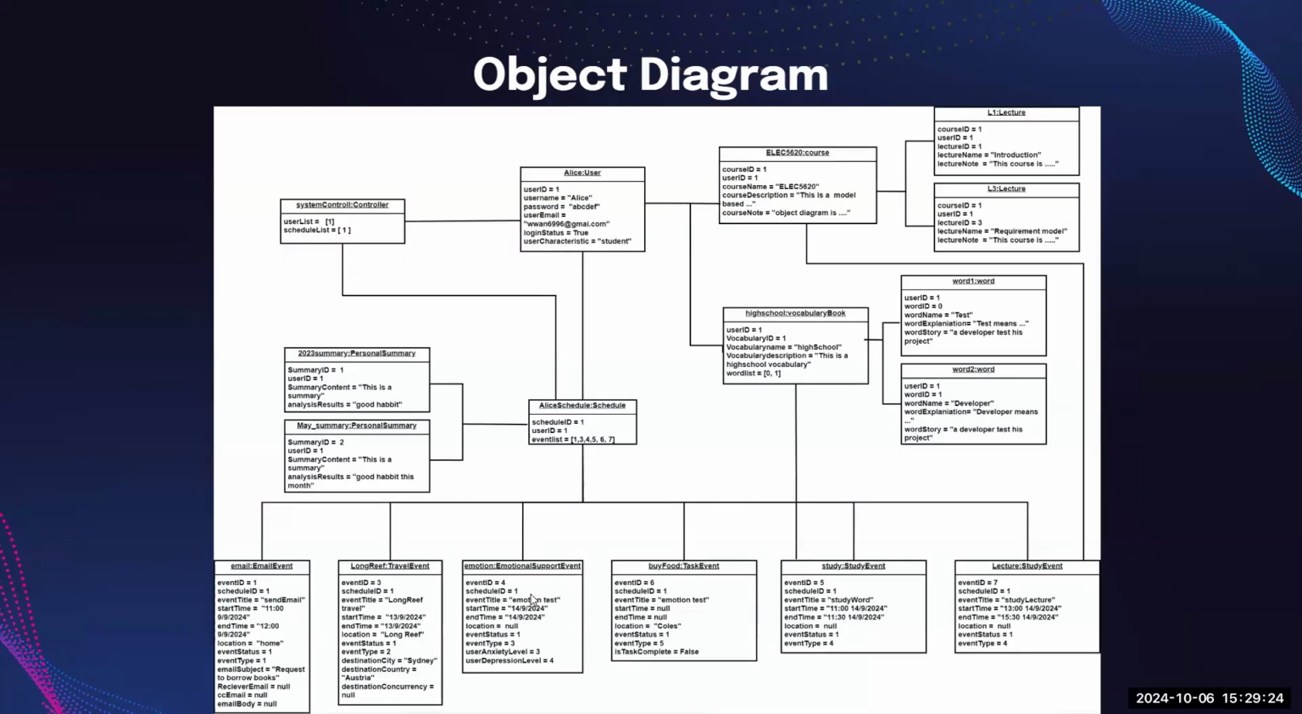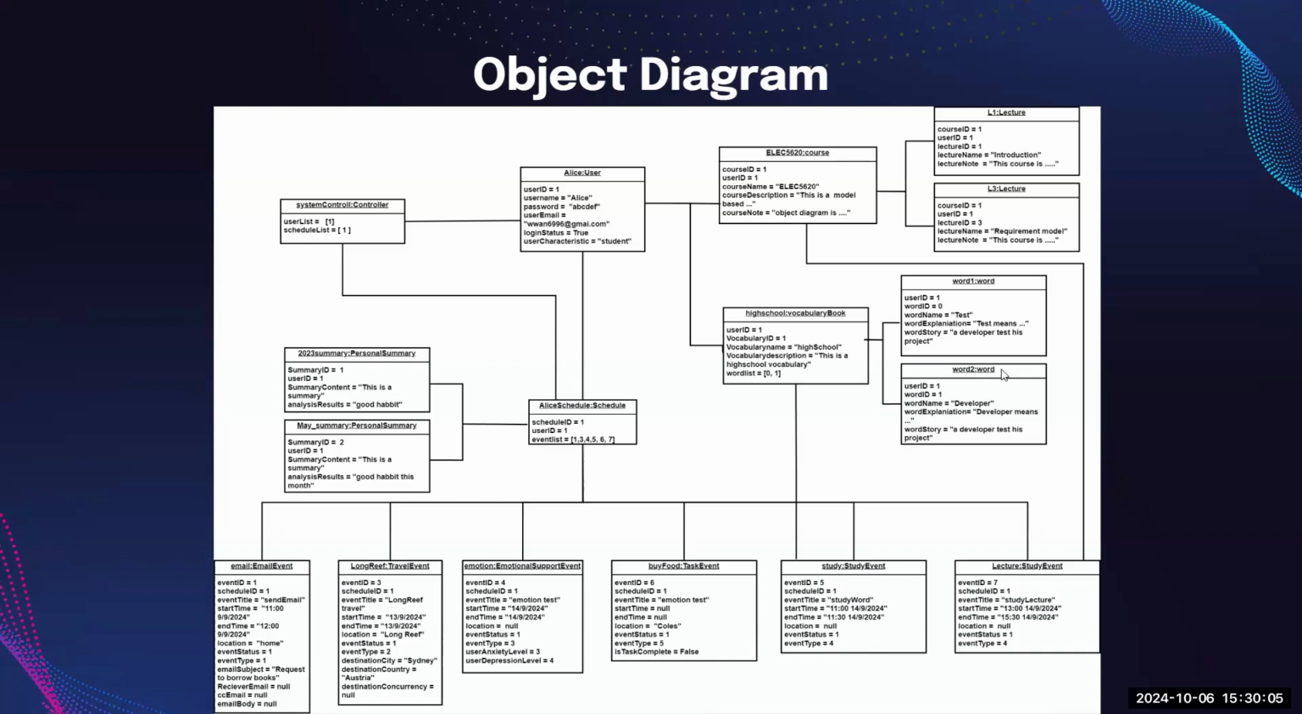We use an object diagram to show how classes and objects in the system interact from an instantiation point of view. In this system, a user object has a schedule which contains several different types of events, such as email events, travel events, emotional support events, and so on. Each event object records detailed information, including the time, location, and state of the event. In addition, the user is associated with a course which contains multiple lectures and a vocabulary book which contains multiple words. Users can record personal summaries to check behavior and analyze it over time.